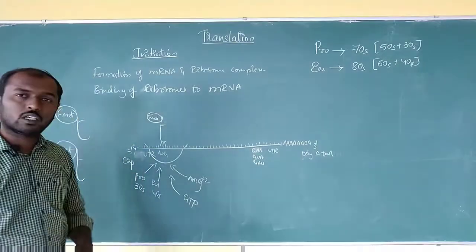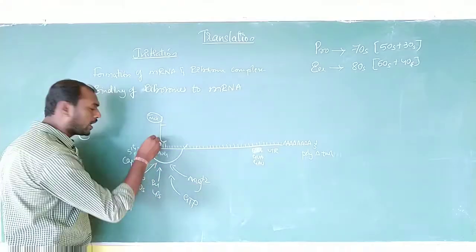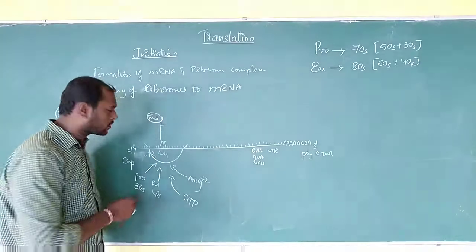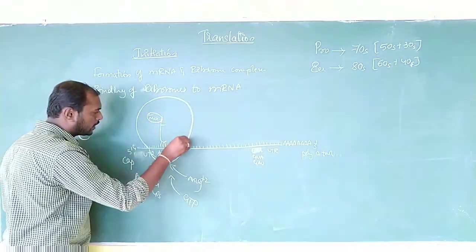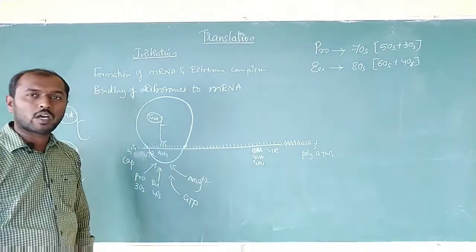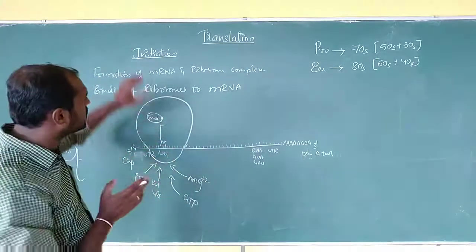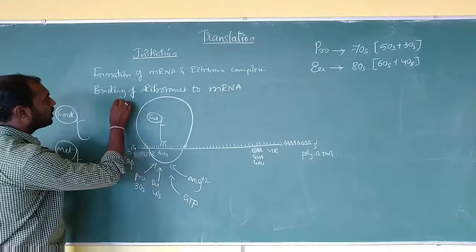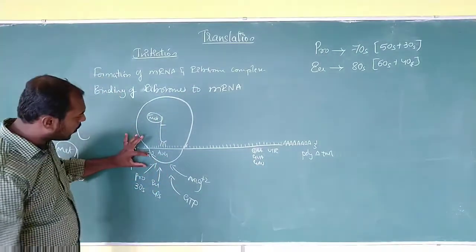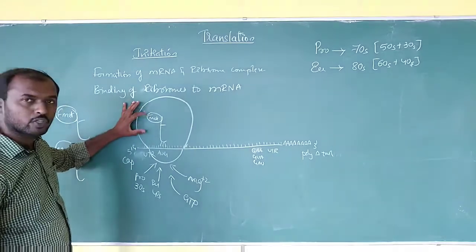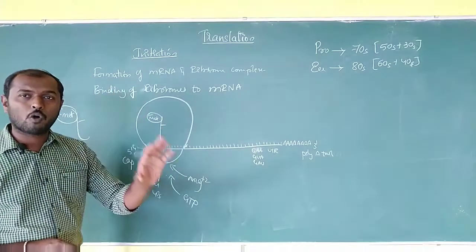It binds, and later with the help of GTP, Mg2+ ion and different kinds of initiation factors, the larger subunit is going to bind to the mRNA. Now the complex is complete. Initiation is that, binding of the ribosome to the mRNA. So the smaller subunit and larger subunit with a charged initiating tRNA are going to form a complex.